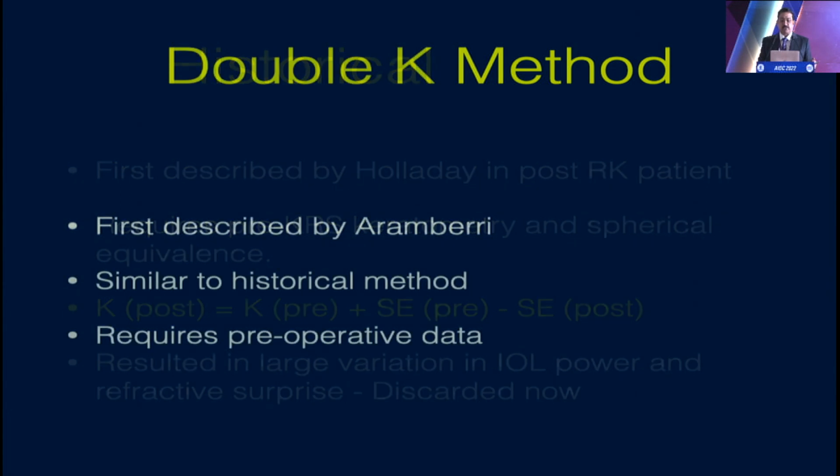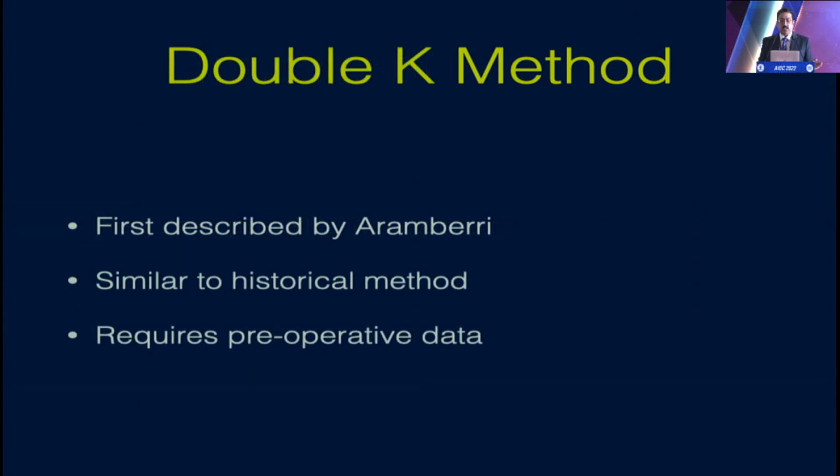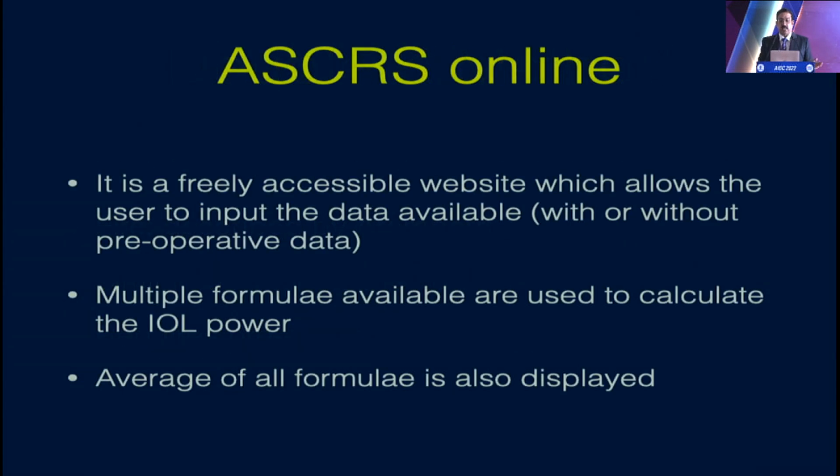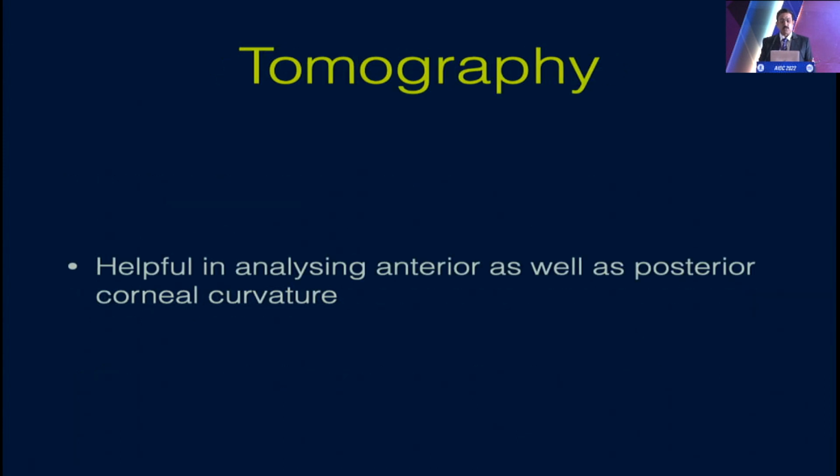So the formulae which are supposed to be used in these patients: the historical method is a matter of history now because we have better things, and we do not rely upon it so much. The ASCRS online formula is freely accessible on the website, which allows the input of the data available, with or without the preoperative data. It also offers multiple formulae to calculate the IOL power, and an average of all the formulae is also displayed.